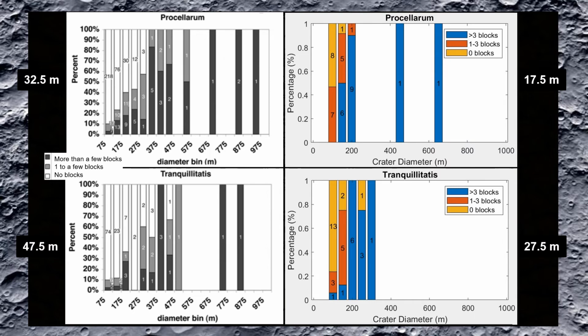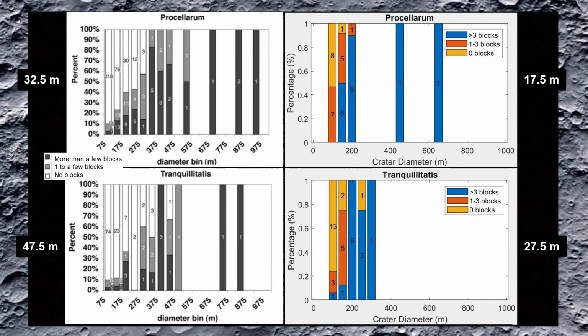We estimated the maximum regolith thickness in each region by using a scaling law from Pike 1974. This involves multiplying the crater diameter of the largest crater that did not excavate blocks by 0.1 to get the maximum excavation depth. We chose this scaling law to be consistent with the Wilcox et al. 2005 study. After applying this scaling law, the Wilcox et al. 2005 results show that in Oceanus Procellarum, the maximum regolith thickness is 32.5 meters. And in Mare Tranquillitatis, the maximum regolith thickness is 47.5 meters.